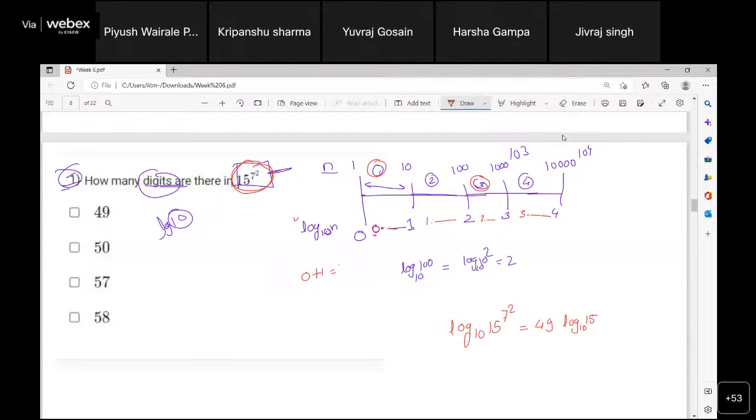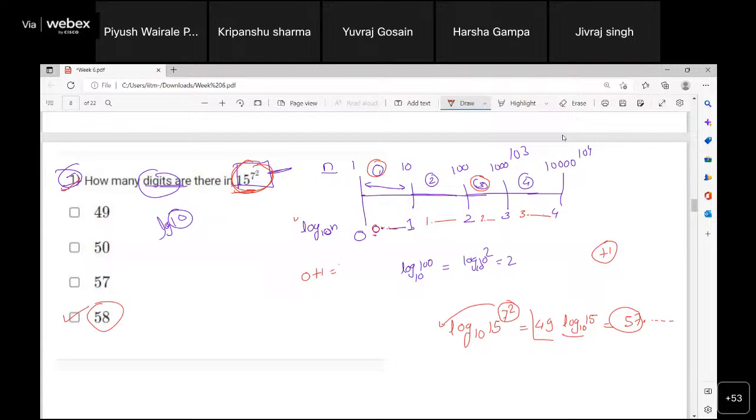So whenever you see this type of question, how many digits are there in a particular number, you just take the log base 10 of that number and find out the value. So this 7 square will come on this side by the power rule. Then 49 log of 15 to the base 10. The total value will be 57 point something. But we want the number of digits, so the number of digits will be 57 plus 1, that is 58. Okay, just calculate the value. I think it's 57 point something, and plus 1, that will be 58.